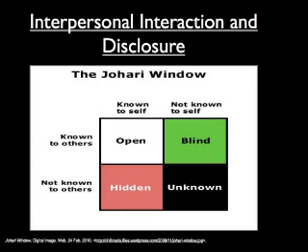The first is the public area, which represents information that is known to both self and others. The larger this window is, the easier communication will be. The second area is the blind area, which is where information is known to others but not to the individual. People with larger blind areas can be hard to deal with, interpersonally ineffective, and often can be manipulated.